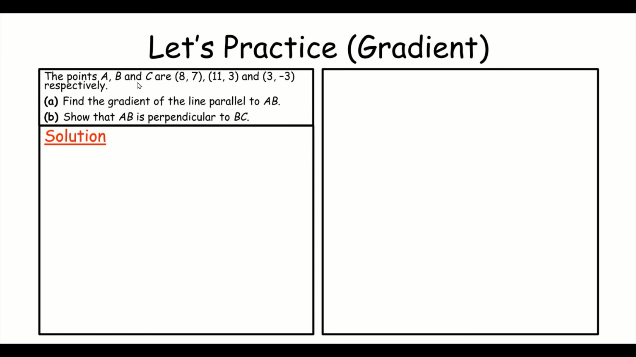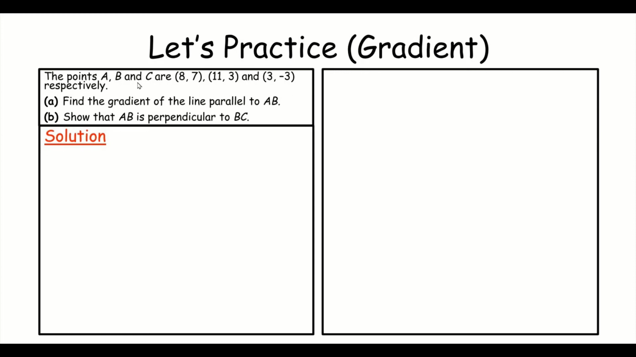Now, another question. The points A, B, and C are (8, 7), (11, 3), and (3, -3), respectively. And we know that respectively means the first point would be A (8, 7), the second point, B, would be (11, 3), and the third point, C, would be (3, -3). Now, find the gradient of the line parallel to AB.